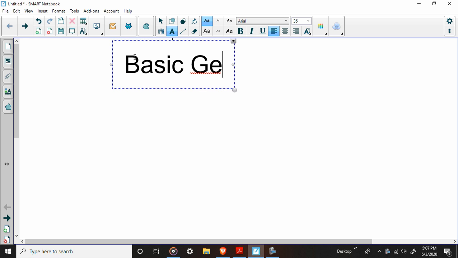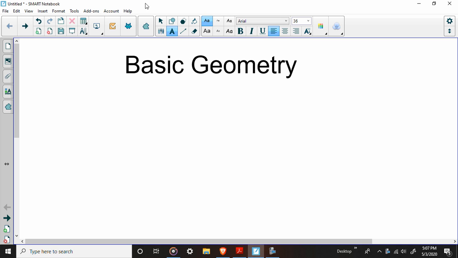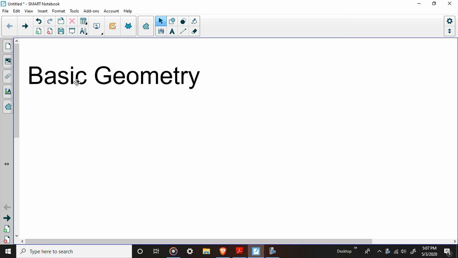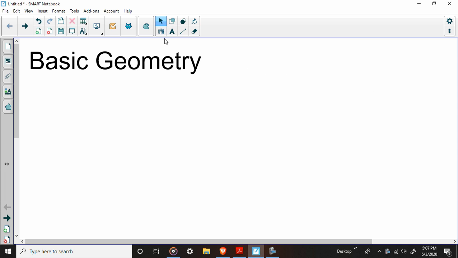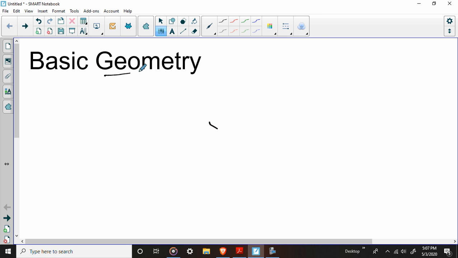Basic geometry. Okay. So a couple things you guys need to know. First of all, geometry is the study of shapes. In short, its root: geo means earth. Geo is earth. Meter is measure.